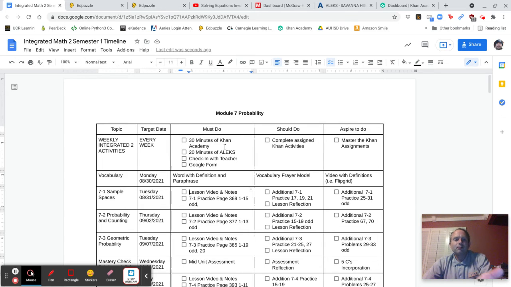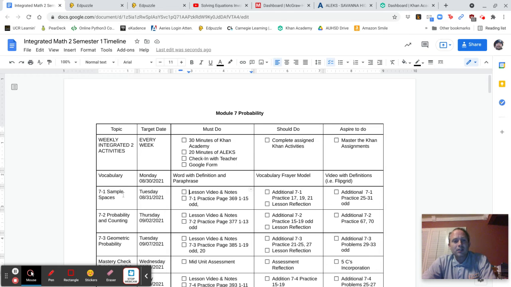Looking into this further, we have 3 categories: must do, should do, and aspire to do. So each one of these, in order to complete this unit, students must complete the must do's. Now, I would recommend students to work on the should do's, and if they would like to, complete the aspire to do's to show pure mastery of the content. But it's always the student's choice.